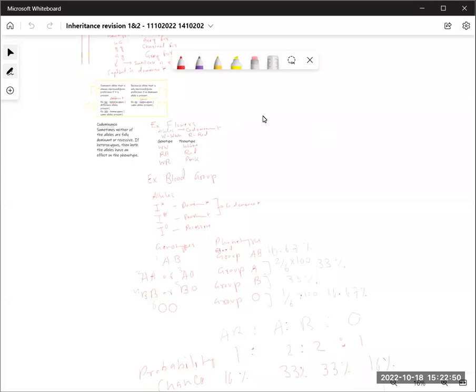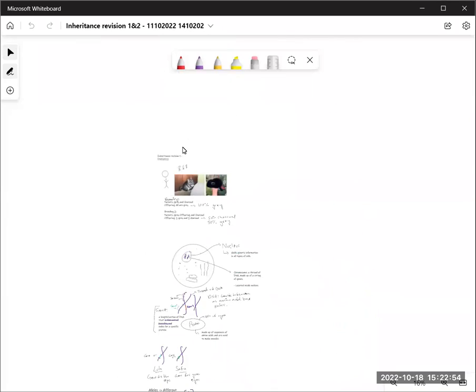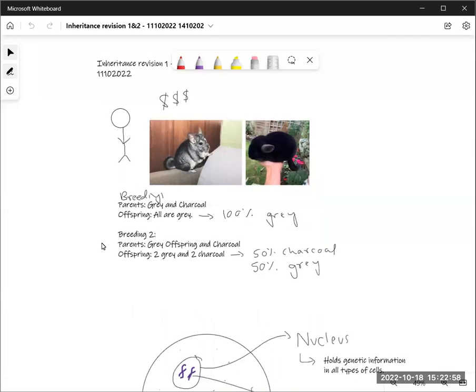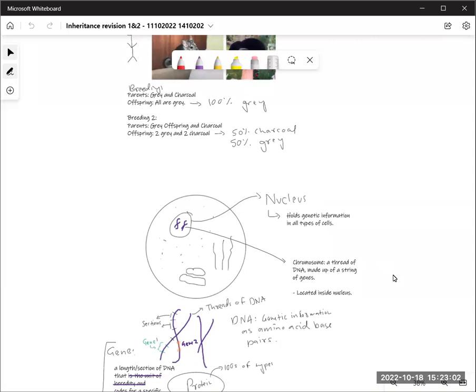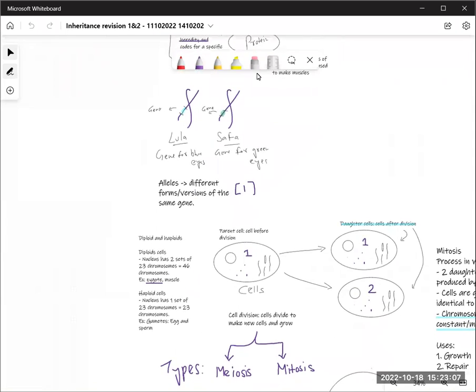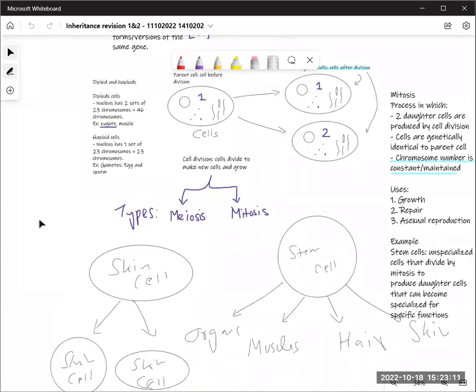We're studying IGCSE biology, and we're looking at inheritance. In the last class, let's recap what we did. In inheritance 1, we looked at what is phenotype, and what are the parts of a cell: nucleus, chromosome, gene, what are alleles, all of that.